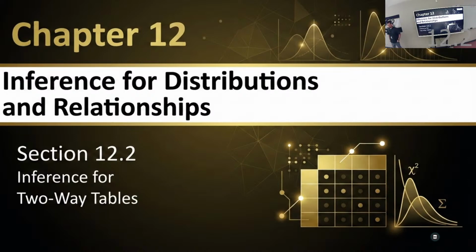Today, 12.2. So we're going to finish up the two other chi-squared tests, homogeneity and independence. You will see how similar they are, and you'll also see how similar they are with the goodness of fit. So here we go with this lesson.